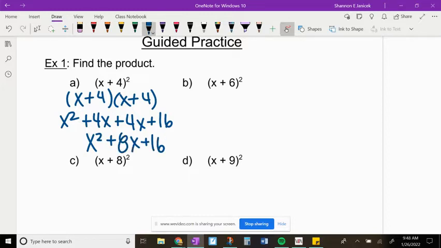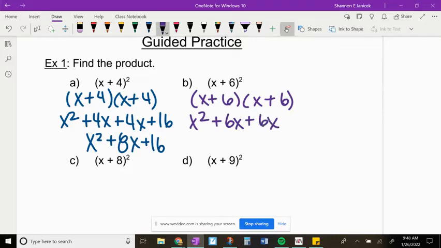Then we're on to the next one. X plus 6 squared is going to be an x plus 6 showing up twice. And again, we can FOIL because it's a binomial times a binomial. So first times first, outer times outer, inner times inner, and last times last. And when we combine our like terms, we get x squared plus 12x plus 36.